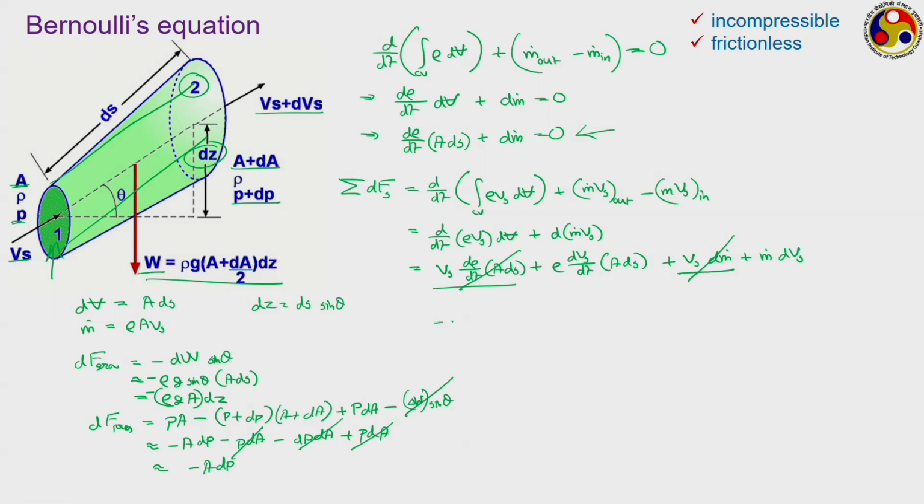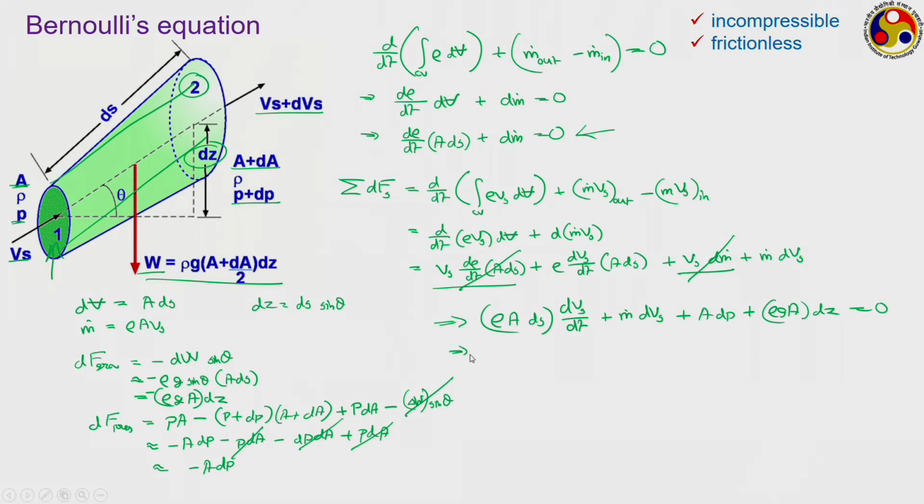So, if we take it back to the momentum conservation equation, on the right hand side we are left with rho A ds into dVs/dt plus m dot dVs, plus the forces coming from the pressure part, A dP, plus, coming from the gravitational part, rho g A ds, or sorry, rho g A dz, is equal to 0.